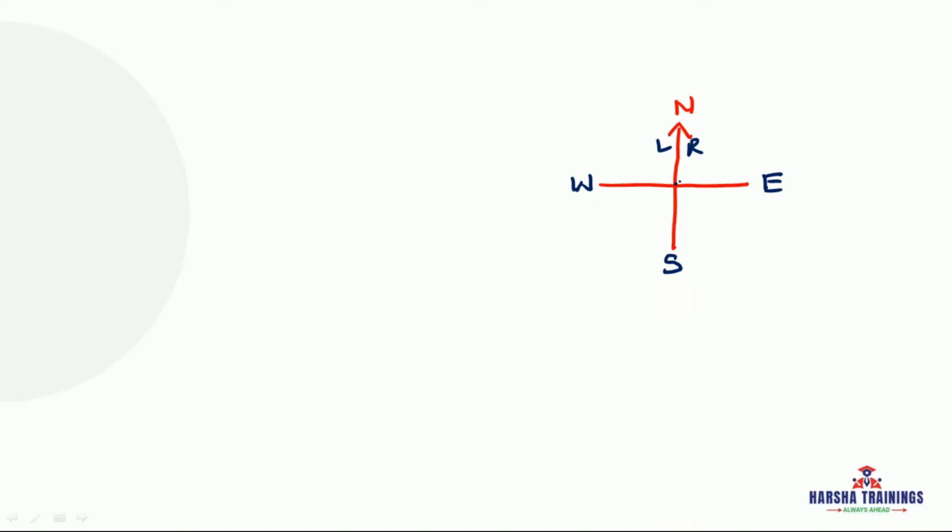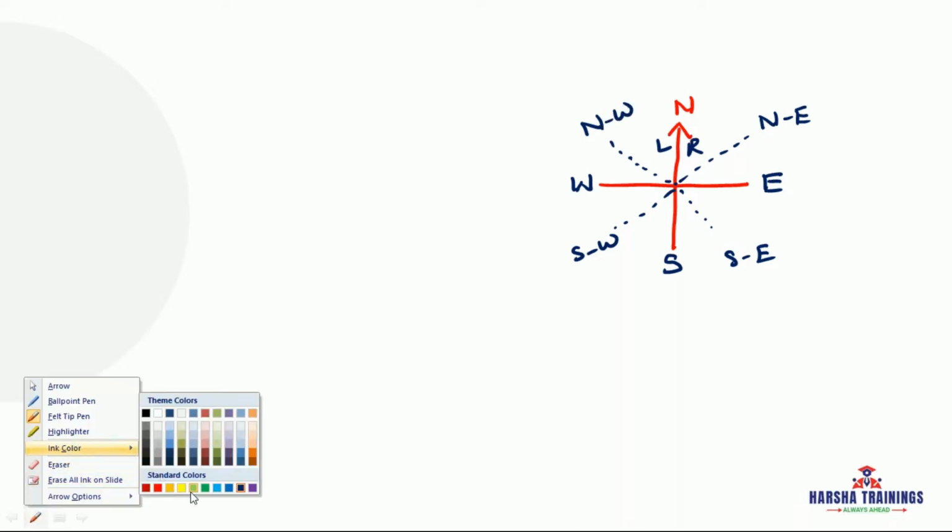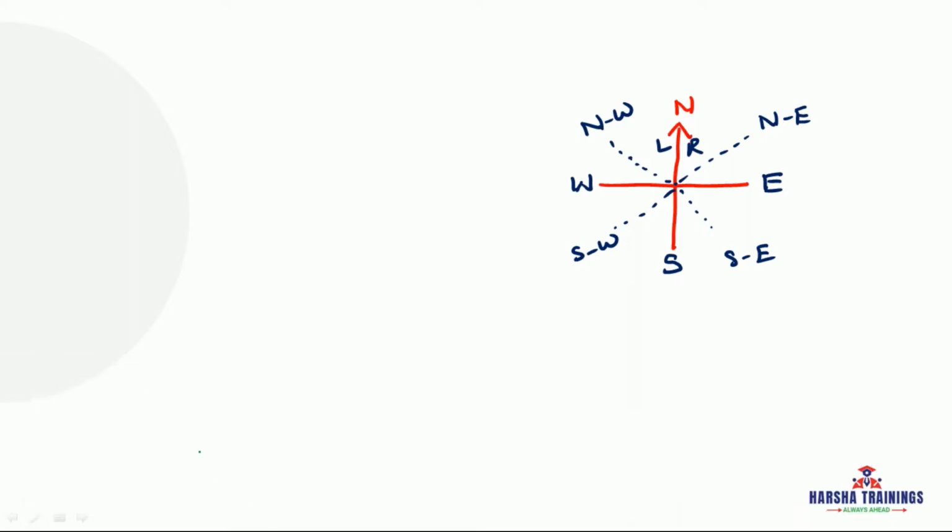So north and east middle is northeast. South and east middle is southeast. South and west middle is southwest. North and west middle is northwest. Total how many sides? 8 sides. What are they? North, east, south, west, northeast, southeast, southwest, and northwest.